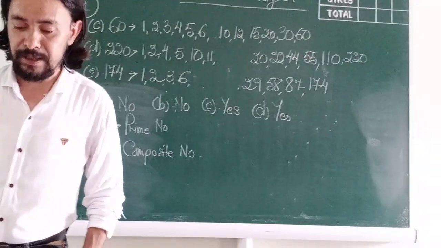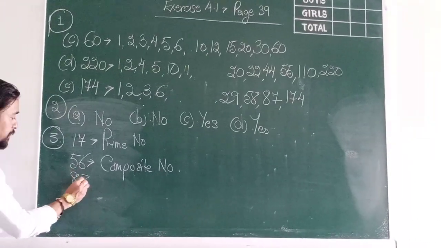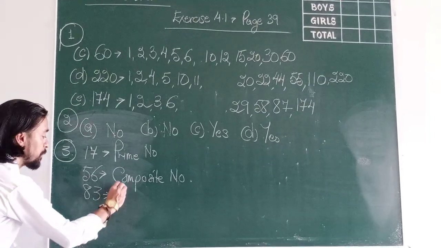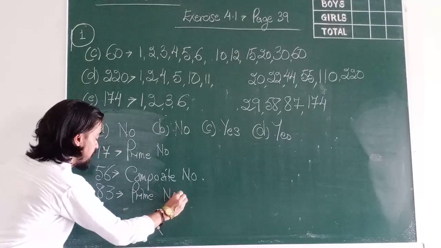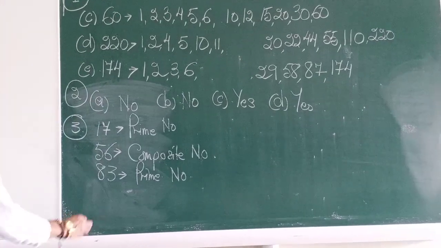The next one is 83. 83 is a prime number or composite number. It is a prime number because it is not divisible by any other number than itself and number 1. 122.